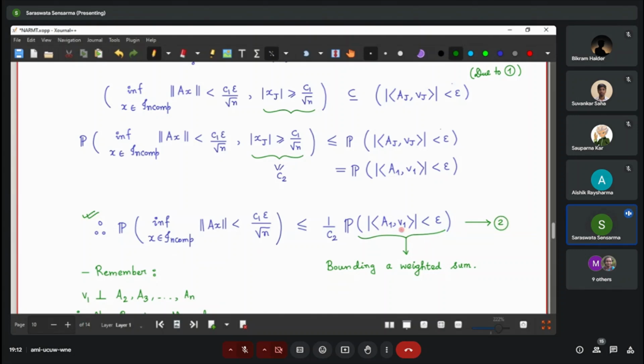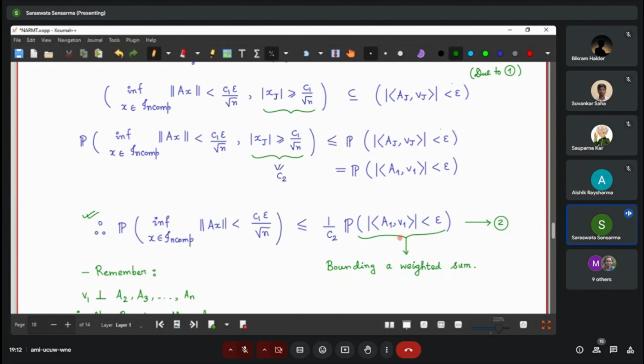So essentially, let's forget all that confusion, but what we have reduced ourselves to is taking an infimum over the incompressible vectors, and bounding that is exactly the same as bounding this weighted sum.